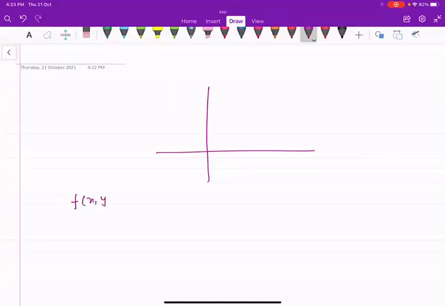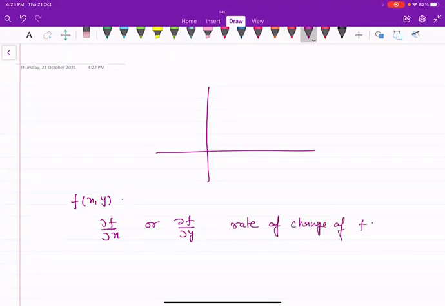is a function of two variables, x and y, and suppose we want to compute its derivative in one direction, like del f over del x or del f over del y, then it gives the partial derivative or rate of change of f in the direction of x or y. Del f over del x means the rate of change of f in the direction of x, and del f over del y means the rate of change of f in the direction of y.